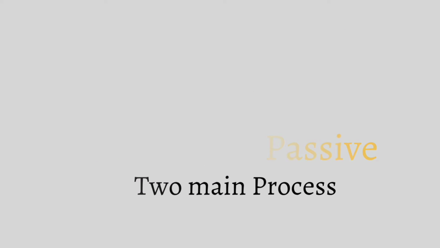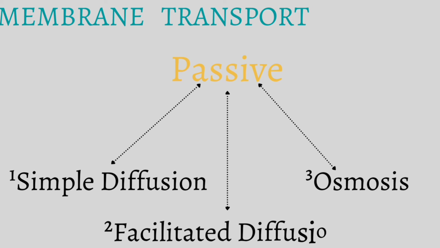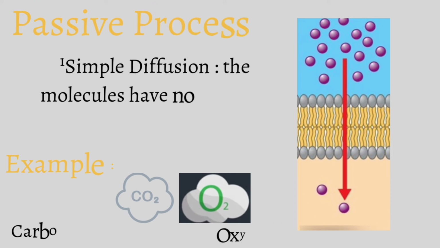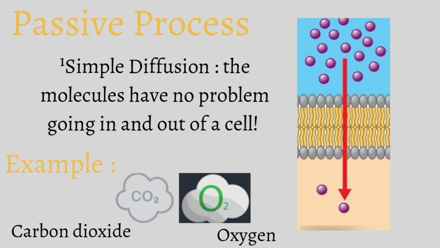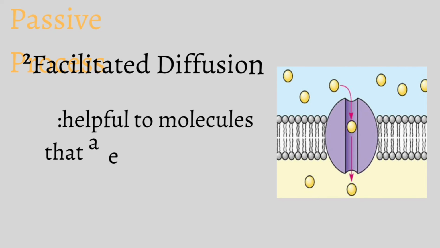In the passive process, there is what we call simple diffusion, facilitated diffusion, and osmosis. So first, let's discuss simple diffusion. It is where the molecules have no problem going in and out of the cell membrane, just like carbon dioxide and oxygen gases. As they are very small nonpolar molecules, they can fit through the layers. Another one is what we call facilitated diffusion.